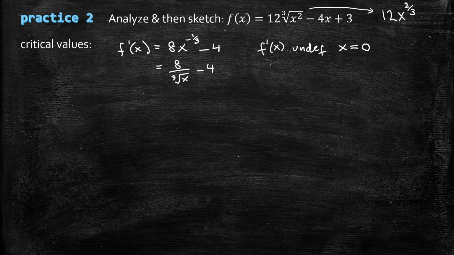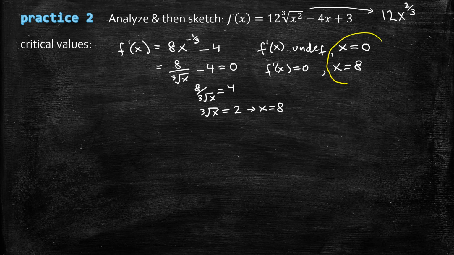To find the other one, we have to set f prime x equal to 0. And when does that happen? Well, let's set it equal to 0. If we solve this, put the 4 to the other side and rearrange, we get cube root of x equals 2, which gives that x is equal to 8. And so our two critical values are 0 and 8.